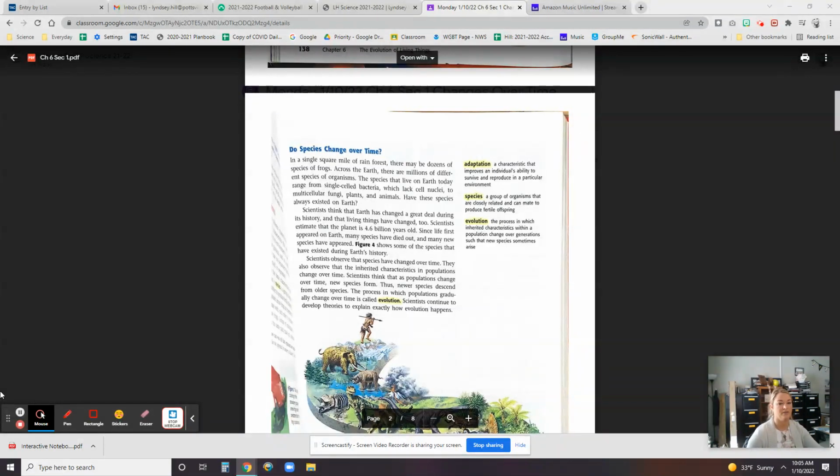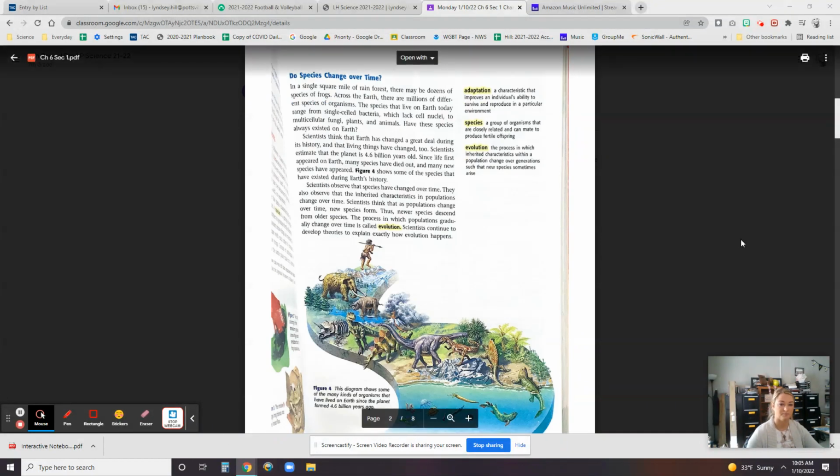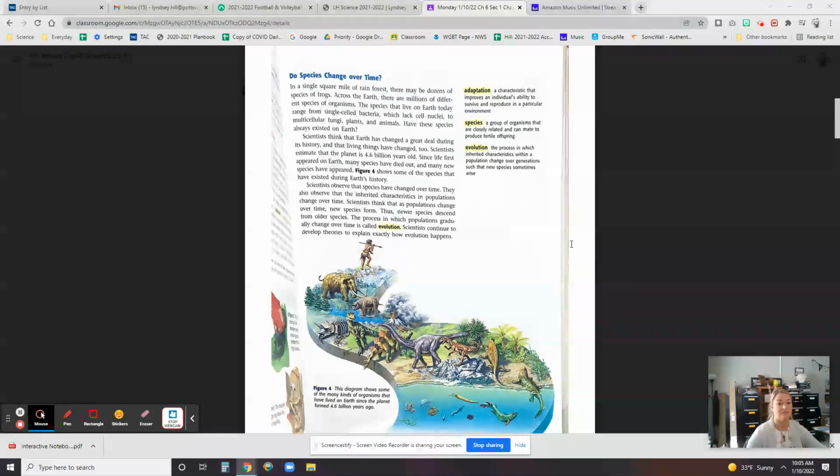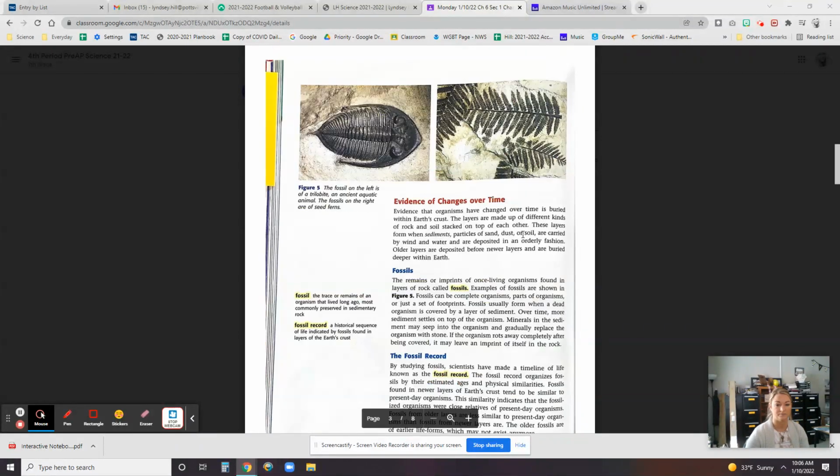Figure 4 shows some of the species that have existed during Earth's history. Scientists observe that species have changed over time. They also observe that the inherited characteristics in populations change over time. Scientists think that as populations change over time, new species form. Thus, newer species descend from older species. This process, in which populations gradually change over time, is called evolution. Scientists continue to develop theories to explain exactly how evolution happens.